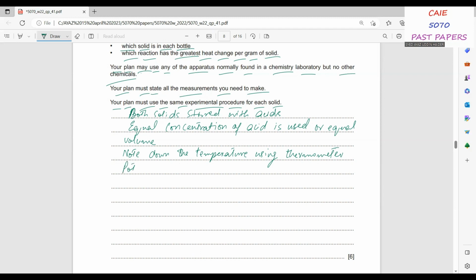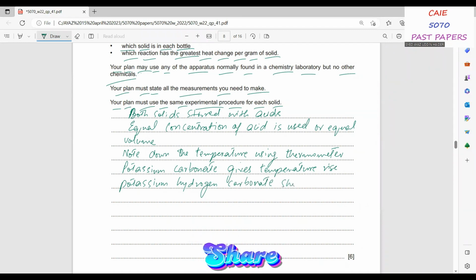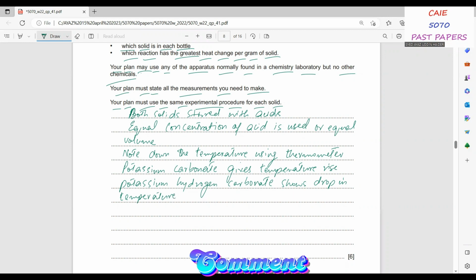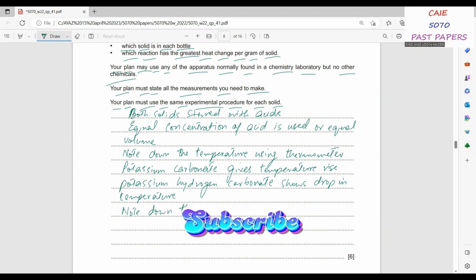Potassium carbonate gives temperature rise, while potassium hydrogen carbonate, or potassium bicarbonate, shows drop in temperature. Note down the greatest heat change.